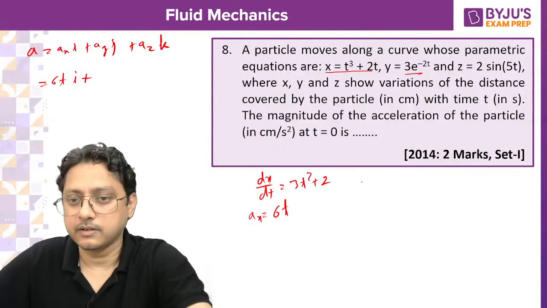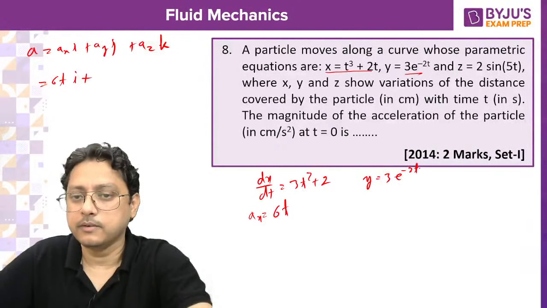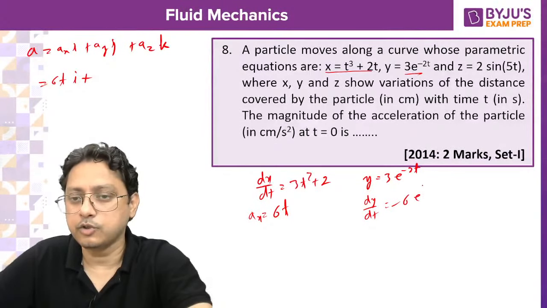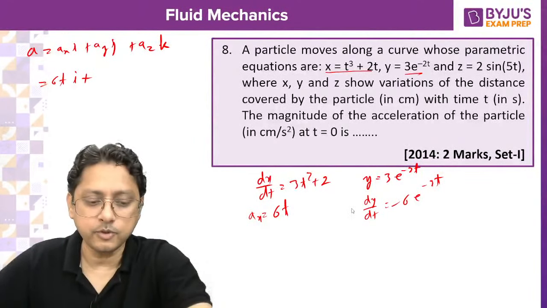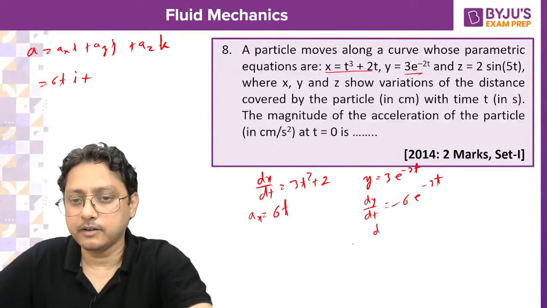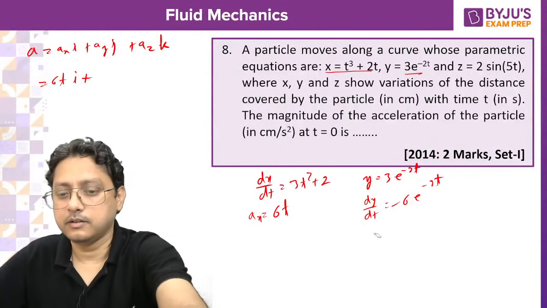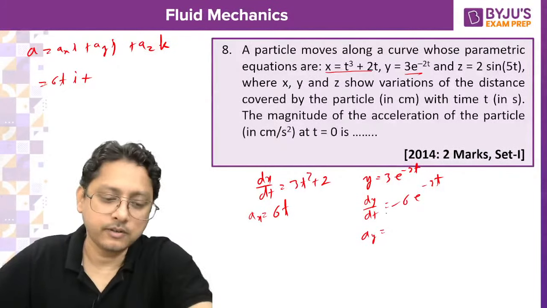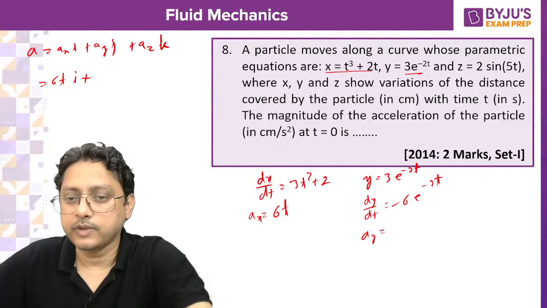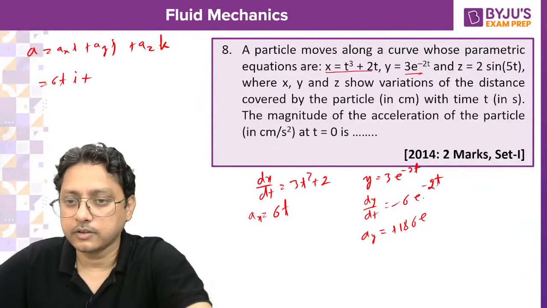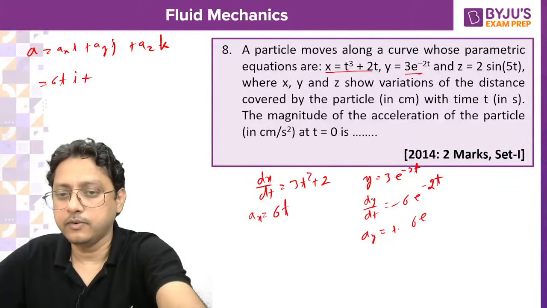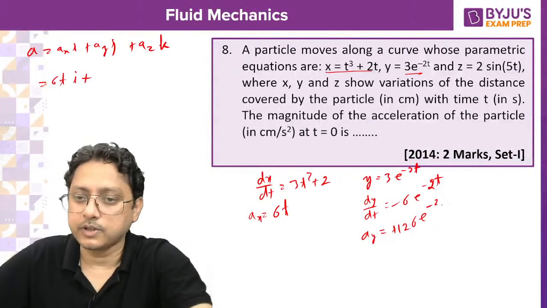The y component is given as y equals 3e to the power minus 2t. Differentiate it, you will get the velocity, that is dy by dt. Minus 6 e to the power minus 2t, that's all. Differentiate once again. How much will you get? You'll get the ay component, the acceleration in the y direction, which is ay equals plus 12 e raised to minus 2t.